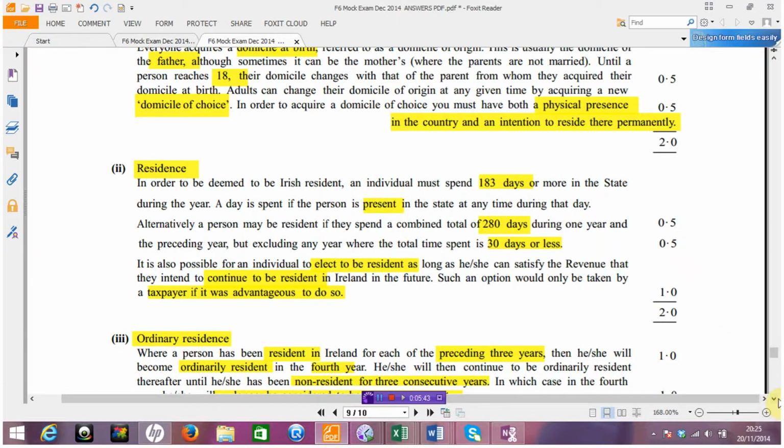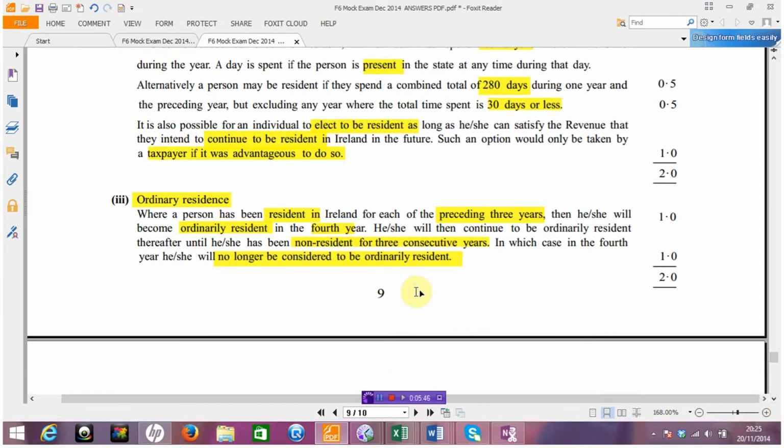Okay, ordinary residence is fairly straightforward to deal with in the sense that where we have a person who is resident for each of the 3 preceding years, then they're ordinarily resident for the 4th year. So if you have residency as mentioned above, then in that 4th year, you're ordinarily resident for sure. Now, in terms of changing that, it works in effect in reverse, because you would have to be non-resident for 3 consecutive years to be no longer considered ordinarily resident in the 4th year.